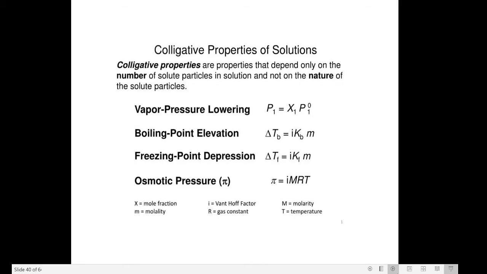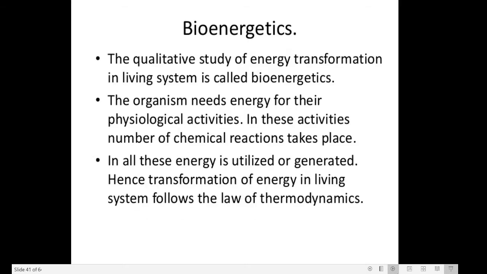structures, chemical bonding. All these things are accumulated and collectively reported in bioenergetics, because bioenergetics is the quantitative study of energy transformation in the living cell. Very important thing: the study of energy transfer in the living system.